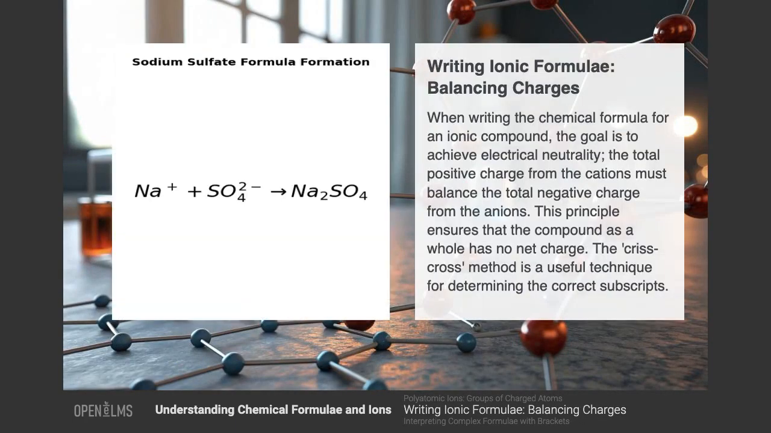Writing ionic formulae, balancing charges. When writing the chemical formula for an ionic compound, the goal is to achieve electrical neutrality. The total positive charge from the cations must balance the total negative charge from the anions. This principle ensures that the compound as a whole has no net charge. The criss-cross method is a useful technique for determining the correct subscripts.